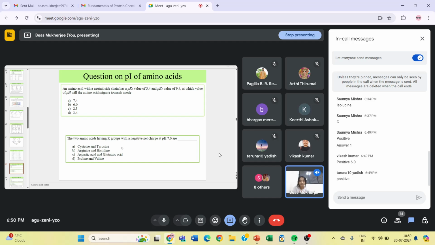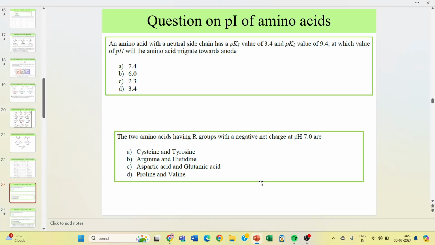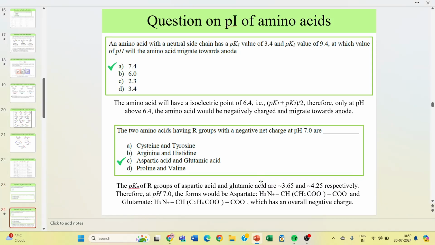such that it will be negatively charged? Okay, we will see. Two amino acids having R groups with a negative net charge at this pH: aspartate and glutamate. Very good. Okay, so we will now look at the answers. Right. So, yes, this is definitely correct. Aspartate and glutamate. Very good.